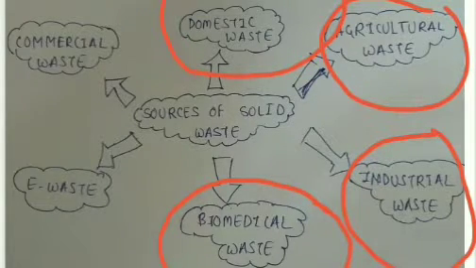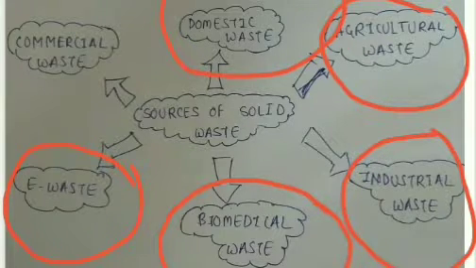One more source is e-waste, which is also called electronic waste. E-waste is generated from used electronic devices and household appliances. E-waste has been categorized into three main groups. First is large household appliances. In large household appliances, equipment like refrigerators and washing machines are there.